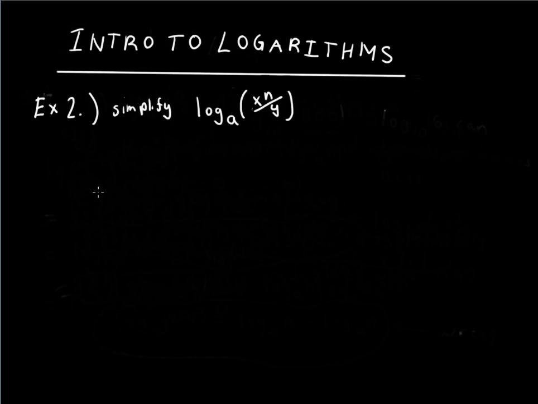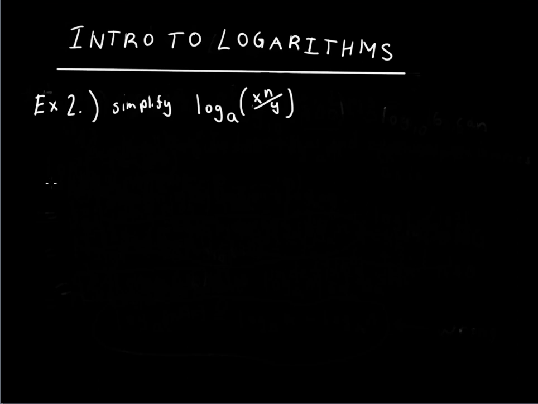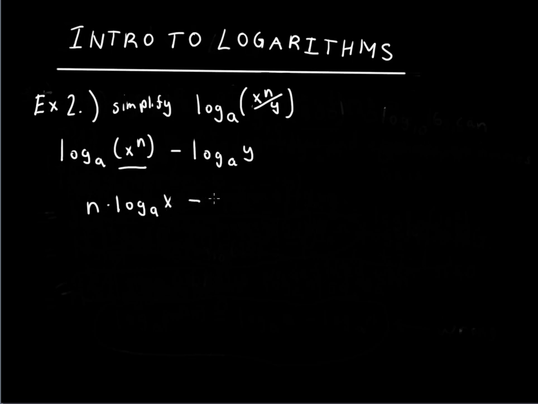So what I would first do here is try and separate this using the division rule. So you want to do log base a of x to the power n minus log base a of y. And what you're going to do from here is use the exponent rule, so n times log base a of x minus log base a of y.